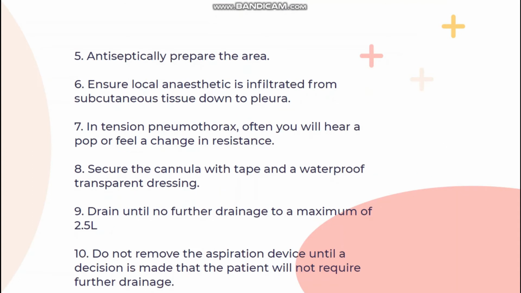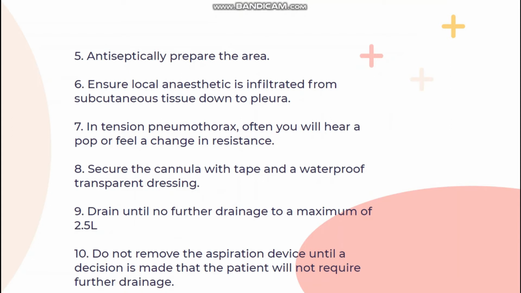Fifth, antiseptically prepare the area. Asepsis is required if a chest drain is inserted. This is to prevent the site from getting infected. Sixth, ensure that the local anesthetic is infiltrated from subcutaneous tissue down to pleura in order for the anesthesia to be effective.